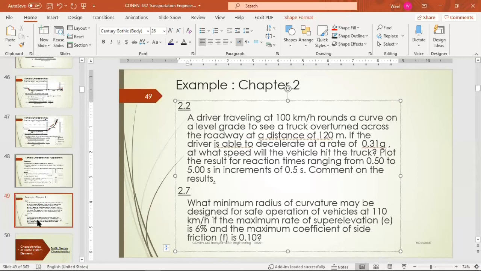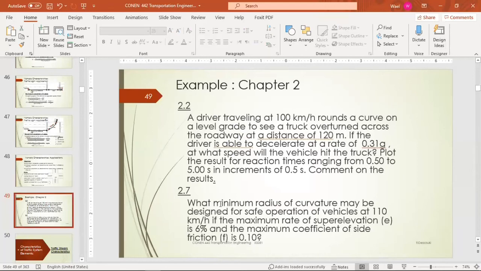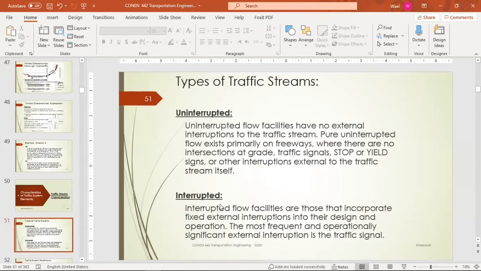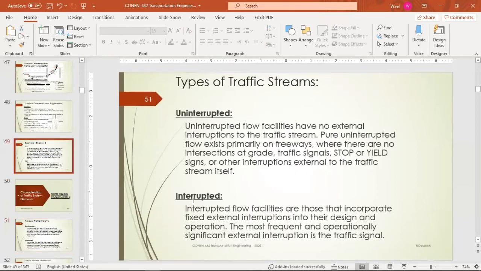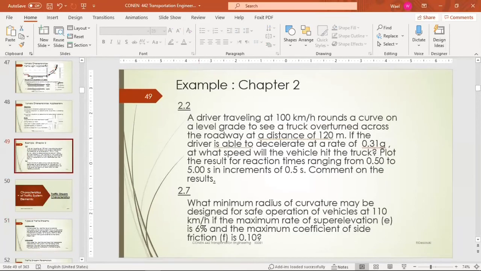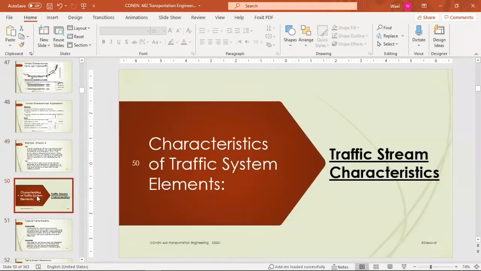Okay. So that's another problem. I'm gonna leave it for you to try to solve it. Here it says the minimum radius of curvature may be designed for safe operations for vehicle. Okay, that's a curve design. Okay, now we move on.